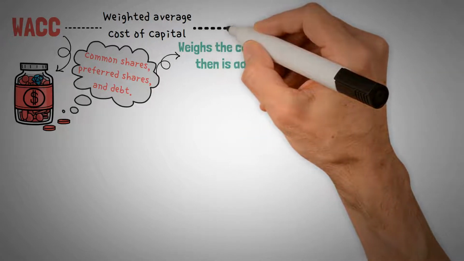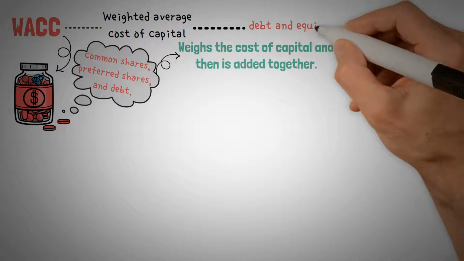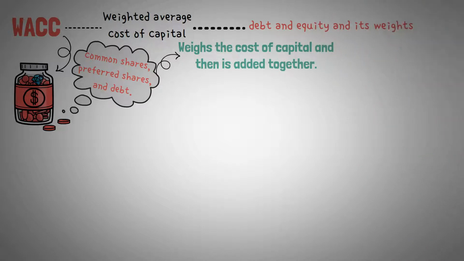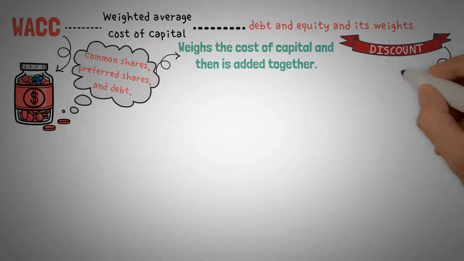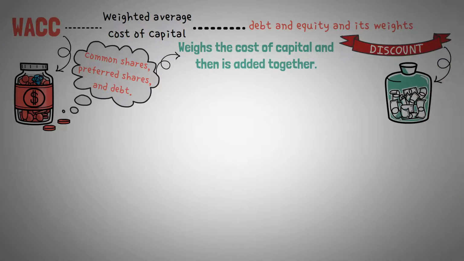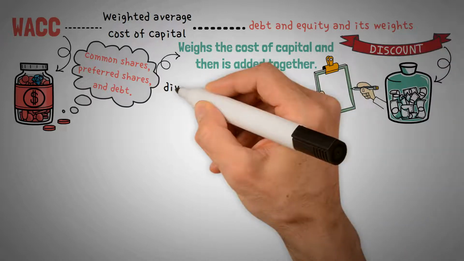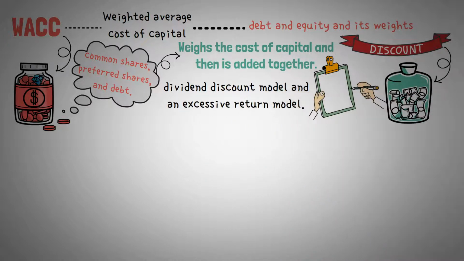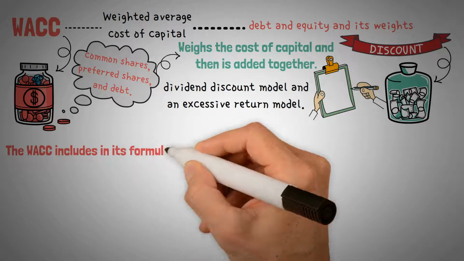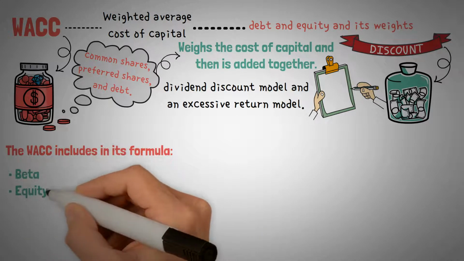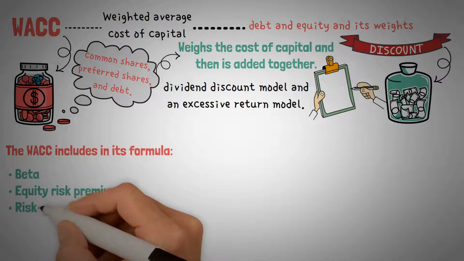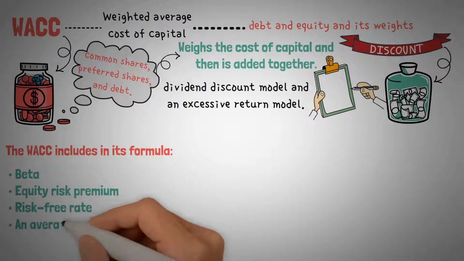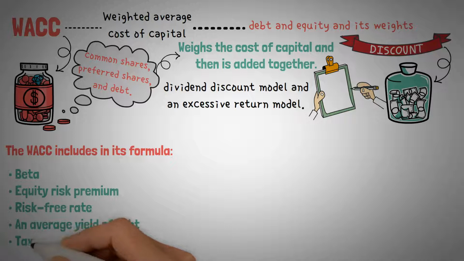The WACC is a mashup of debt and equity and its weights, and many use the WACC as a discount rate for financial modeling. The WACC also acts as a minimum expected return in a discounted cash flow and other valuation methods, such as a dividend discount model and an excess return model. The WACC includes in its formula beta, equity risk premium, risk-free rate, and average yield of debt, taxes.